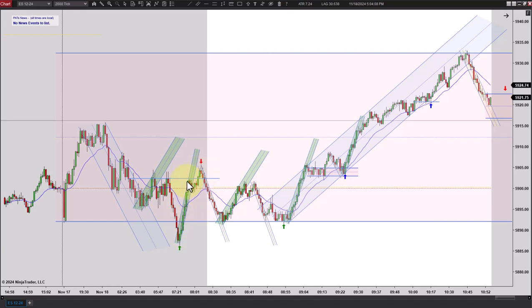This channel has played out. It's a second entry. It's a very nice signal bar. You're way away from the EMA. Prices are likely to snap back. And in this case, you get a surprise and this thing just takes off.